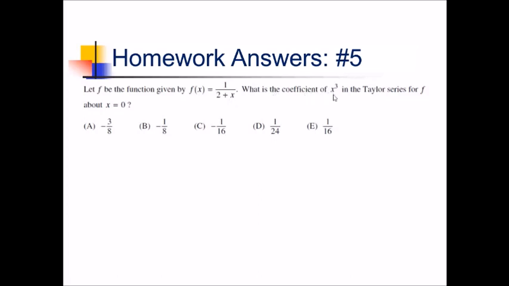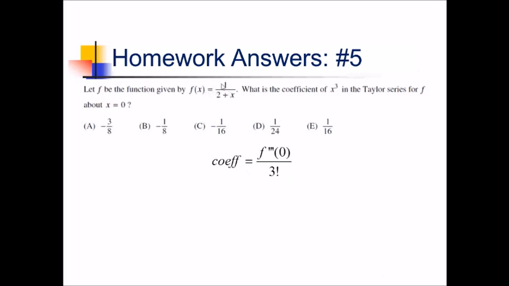On this problem, we're given this function f of x is 1 over 2 plus x. We want the coefficient of x cubed in a Taylor series about x equals 0, so in the Maclaurin series. All right, well, our general formula for the coefficient of x cubed in a Taylor series is just going to be the third derivative of 0 over 3 factorial. So we just need to figure out what f triple prime is, plug in 0, and then divide that by 3 factorial.